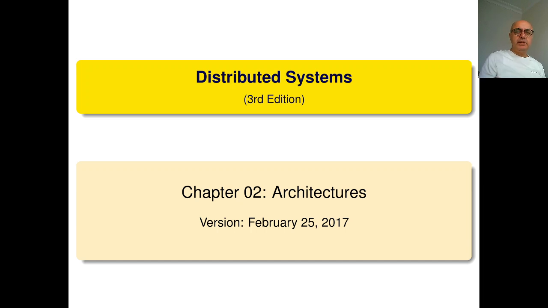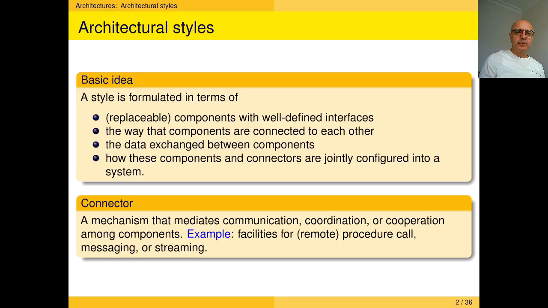In Chapter 2, we're going to discuss architecture styles in distributed systems. In architecture, style is formulated according to, first of all, the components. Each component has well-defined interfaces towards the other components. Another important criterion is the connection between these components, and also the data that's being exchanged over these connections from one component to the other, and overall how we define all the interaction between the components and the connectors between these components, so that altogether we have a jointly configured overall system.